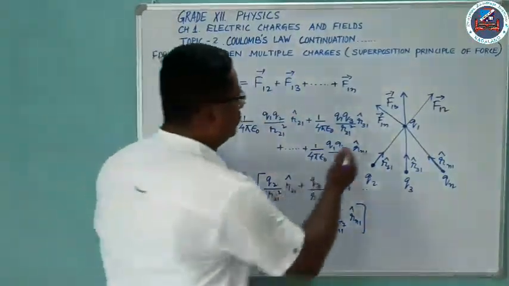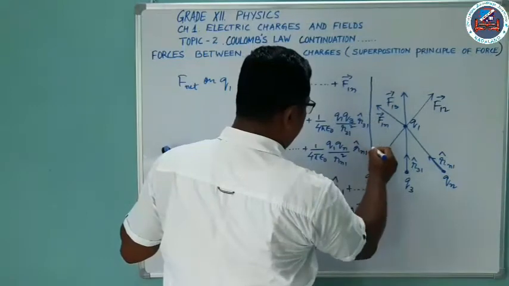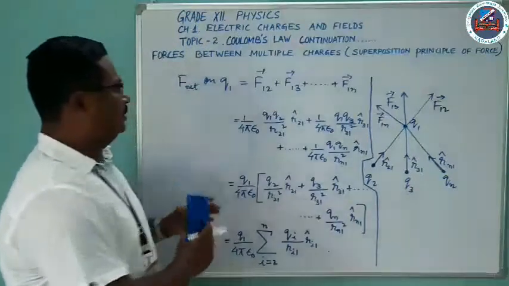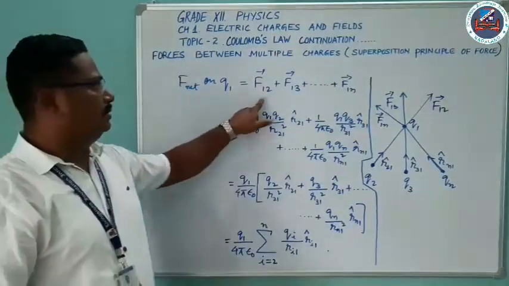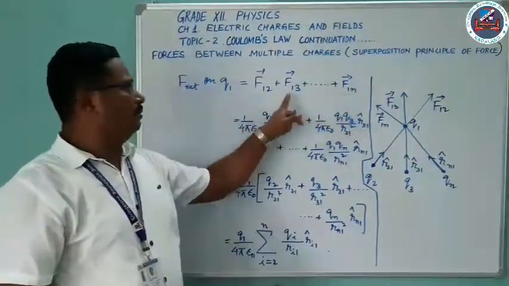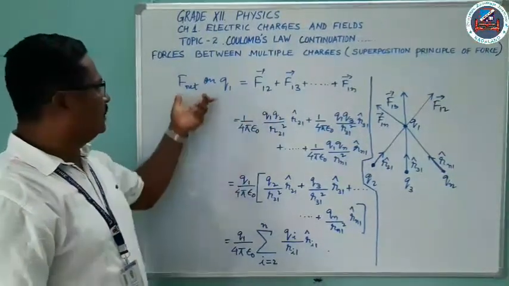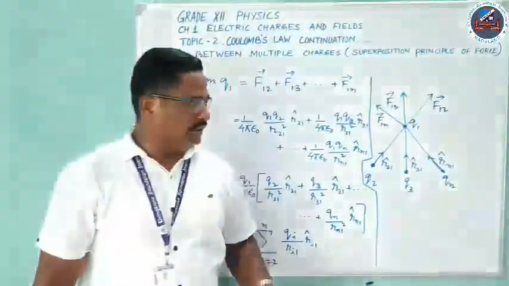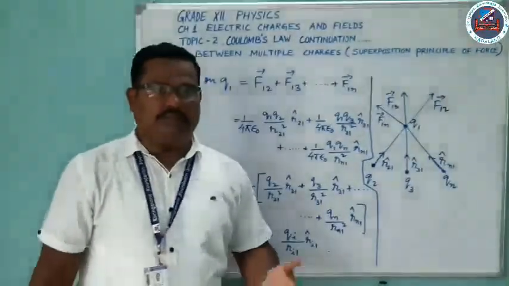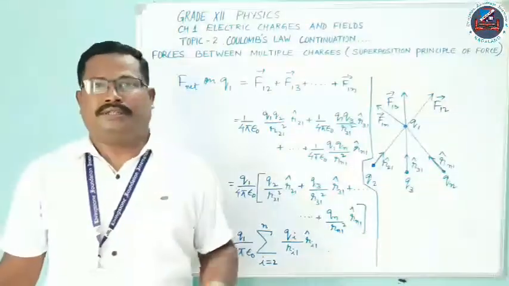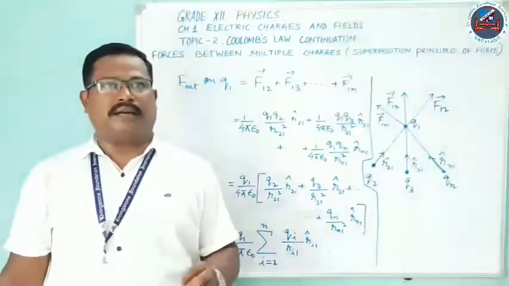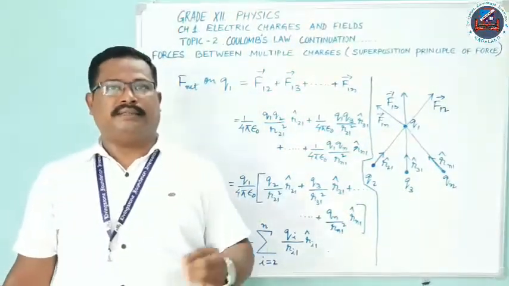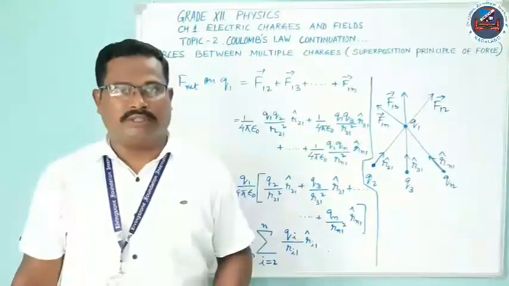The main thing you have to know is how to do the sum total of all the forces. Then you get the net force on charge Q1. The next thing you have to know is about continuous distribution of charges. When the charges are densely placed in an object, then we say that the distribution of charge is continuous.